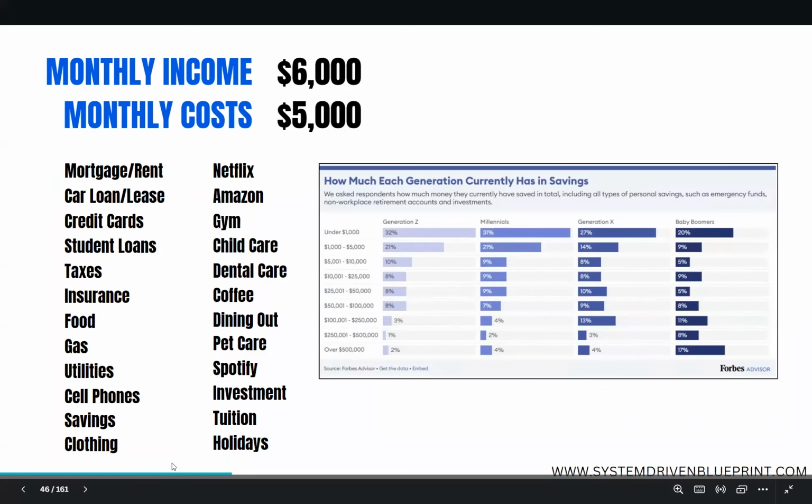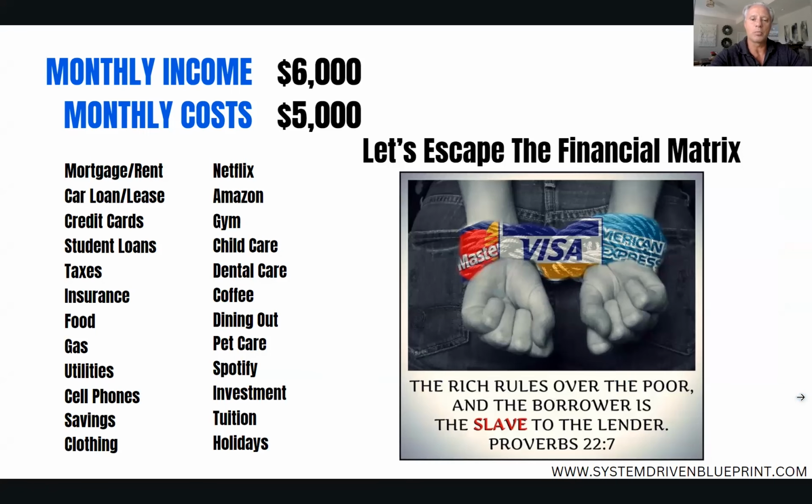Different generations have different statistics, whether it's Generation Z, Millennials, Generation X, Baby Boomers. So no matter what generation anyone is from, everyone's saying the same thing. The price of everything's gone crazy, and people are looking for alternative ways to make an income. Now, making an income online makes sense to everybody because we're all scrolling all day anyway. So let's get into it. Let's escape the financial matrix.